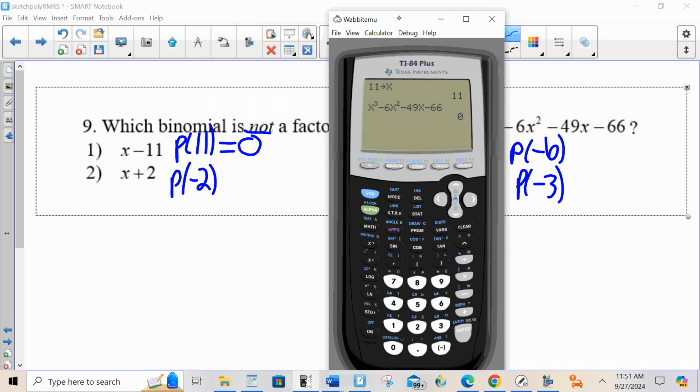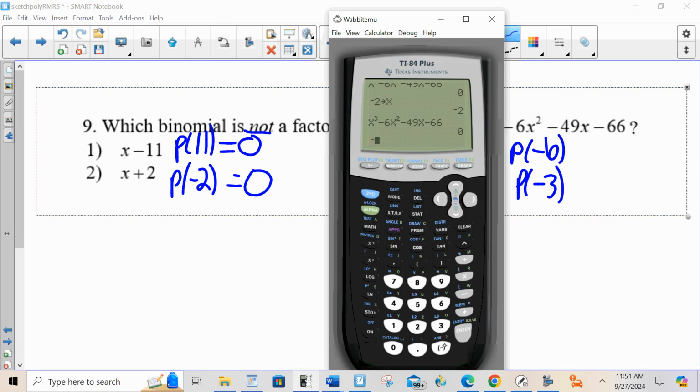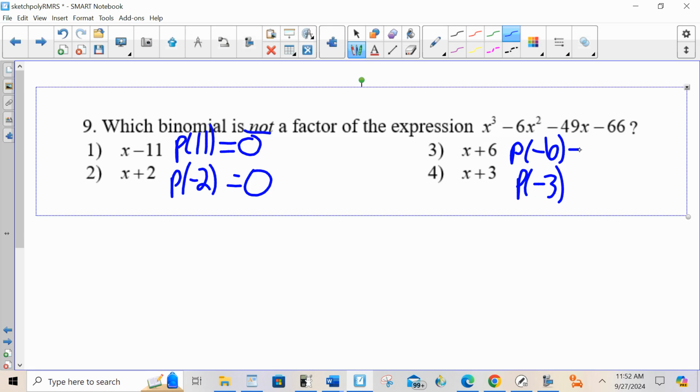So now if I want to substitute negative 2 in, I can just store negative 2 and then copy and paste what I'm subbing it into. Again, that's the benefit of storing. 0. So that one is a factor. Choice 3, negative 6. Negative 6, store as x. Copy and paste the expression that I'm substituting into. Negative 204, that's not 0.